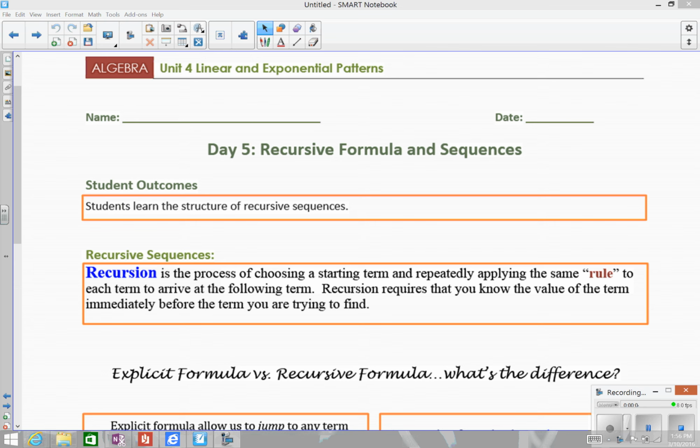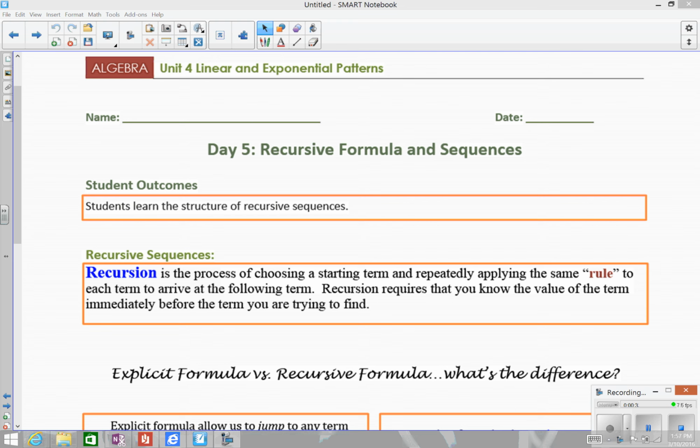Hi guys, today we're going to look at recursive formulas for sequences. If you remember, so far we've talked about explicit formulas. The biggest difference between an explicit formula and a recursive formula is that an explicit formula will give you the term if you know the term number. For example, if I wanted to find the 100th term of a sequence, I could just plug in 100 into the formula and it would generate the 100th term. If I want to know the 50th term, I'd plug in 50 for n and it would generate it.